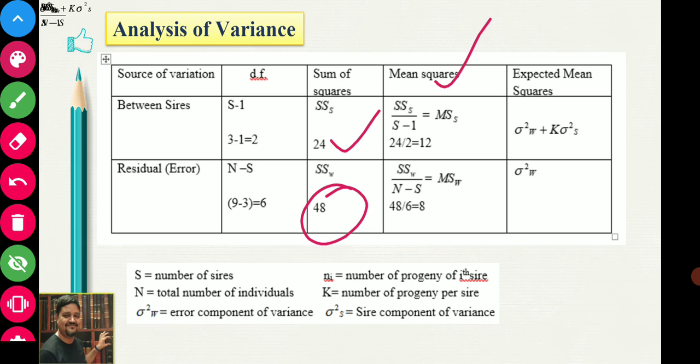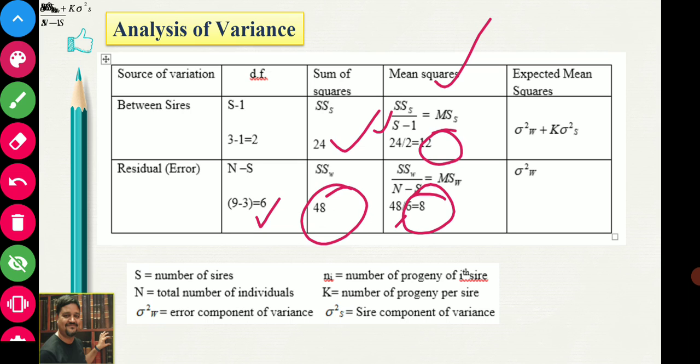So for getting the mean sum of square, you have to divide the sum of square by the respective degree of freedom. The sum of square between sire was 24, divided by the degree of freedom of sire, which is 2. 24 by 2 is 12. Similarly, the error sum of square, the sum of square within sire, is divided by n minus s, that is the degree of freedom of error. So it will be 48 by 6, that is 8. So this is how we got the mean sum of square.